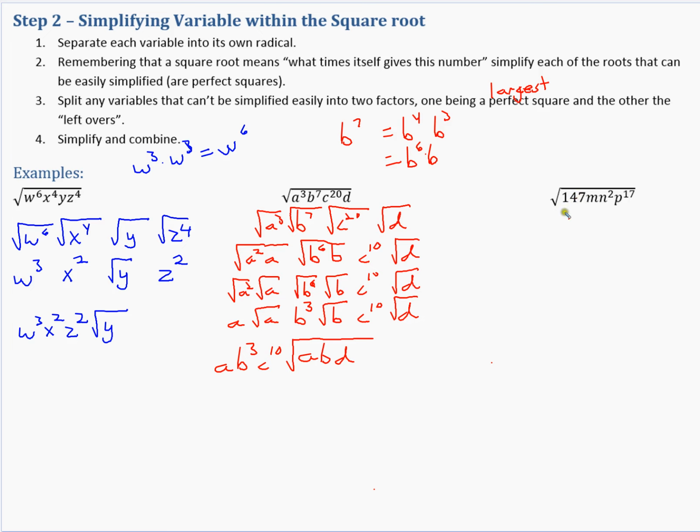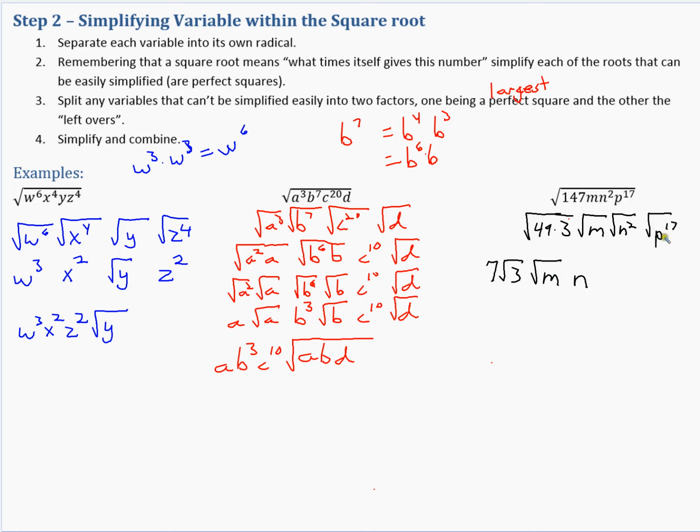And so if you need to, you divide that out and you realize we're going to split this up and write the square root of 49 times 3. We're going to give each of these variables, like we learned in these 2 steps, their own radical. Here we know the square root of 49 is 7, so we have 7 times the square root of 3. The square root of n we can't simplify. What times itself gives n squared is n. And then this one is an odd number.